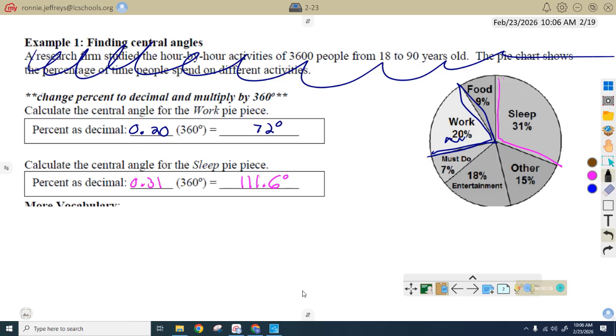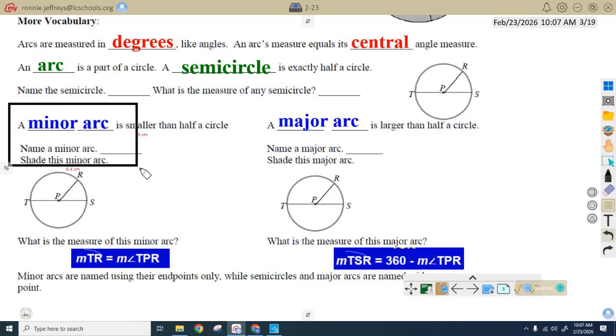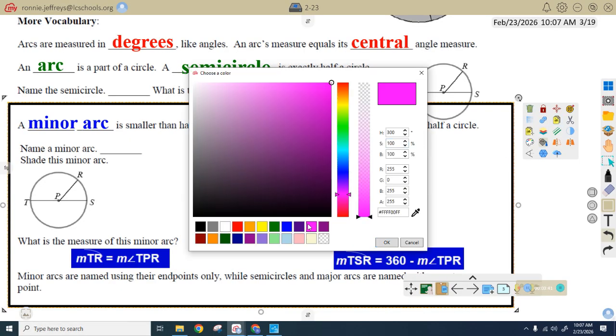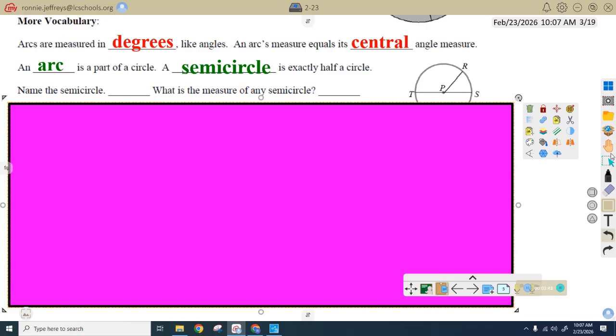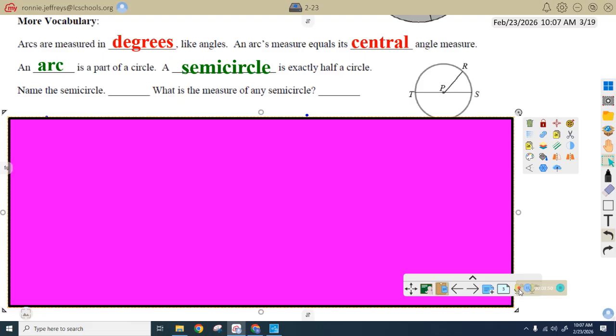This has too much stuff right here. We're going to fill this in. Right now, you only need to worry about the stuff not covered in the pink box. Okay? So, arcs are measured in degrees like angles.